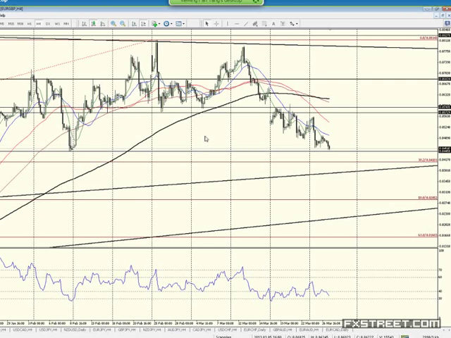Okay, so if things improve, the euro dollar.